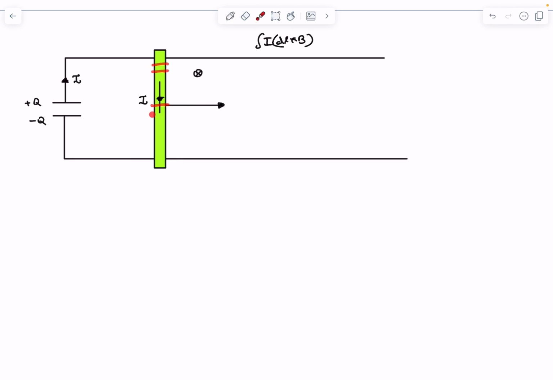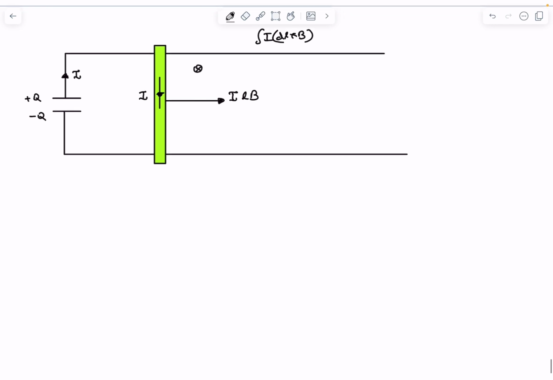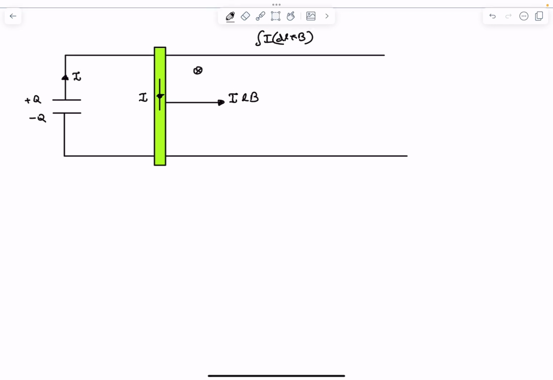Here, as the direction of I is the same for all dl elements, we can just directly write the force as ILB. L is the length of the rod. So the ILB force is the only force acting on the rod in the horizontal plane. So we can first write down that ILB, which is the net force, equals the mass times acceleration of the rod. Okay, so this is equation number 1.